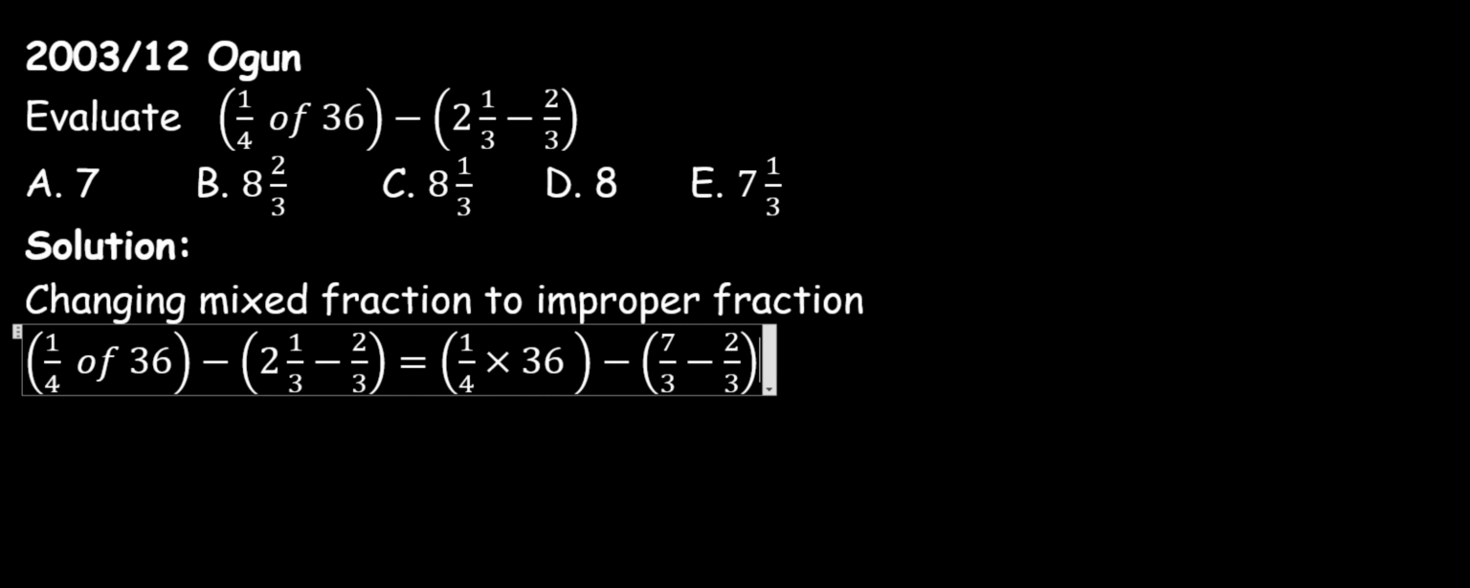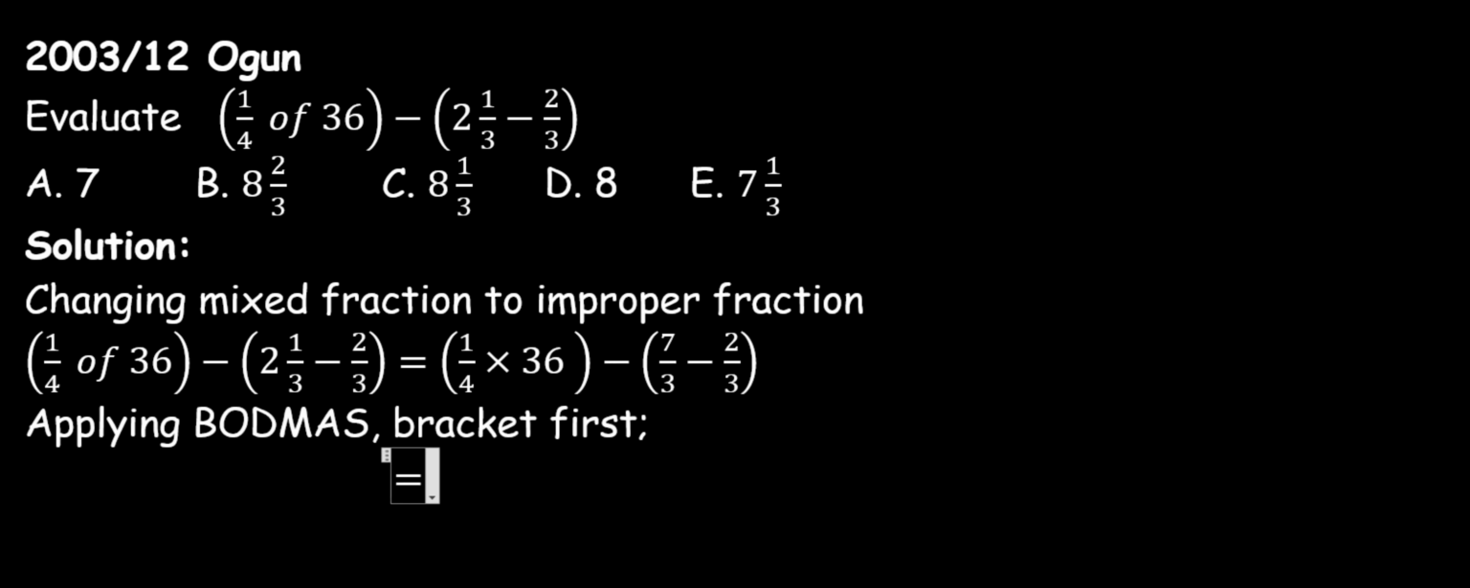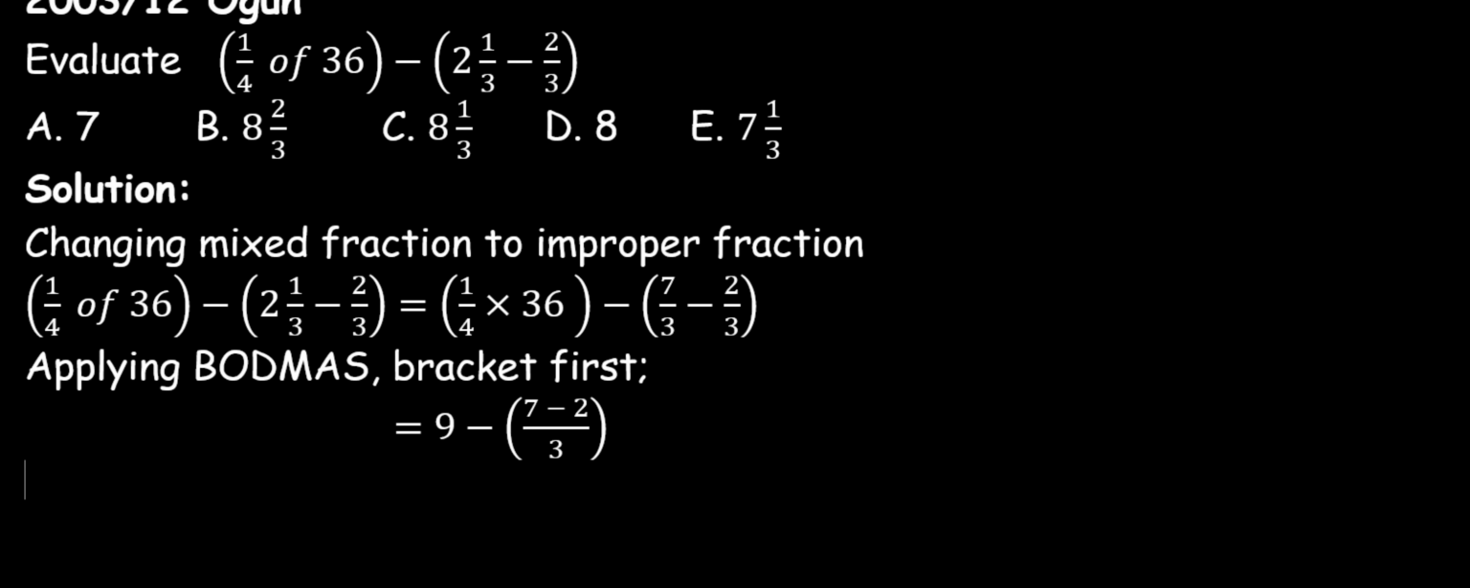Applying BODMAS, it's the bracket first, and that will give us 9 minus, the first bracket will reduce to 9, then we cancel out there. Then in the other bracket, the denominator will be 3, the numerator will be 7 minus 2. Simple arithmetic operation that took place there. LCM of 3 and 3 is 3. 3 divided by 3 is 1, 1 times 7 remains 7. Then in the second case, 3 divided by 3 is 1, 1 times 2 remains 2.